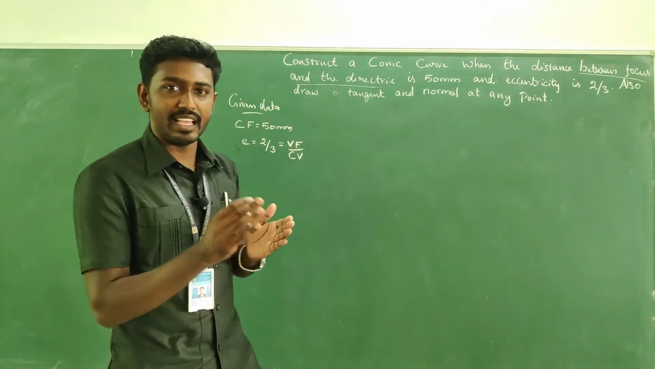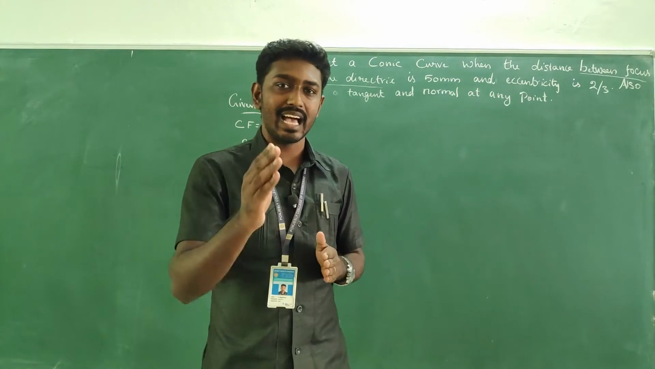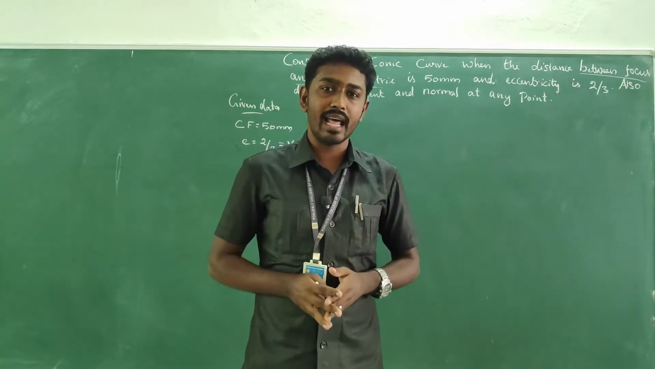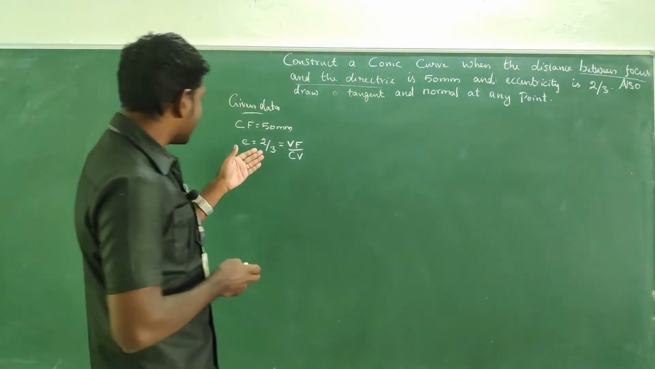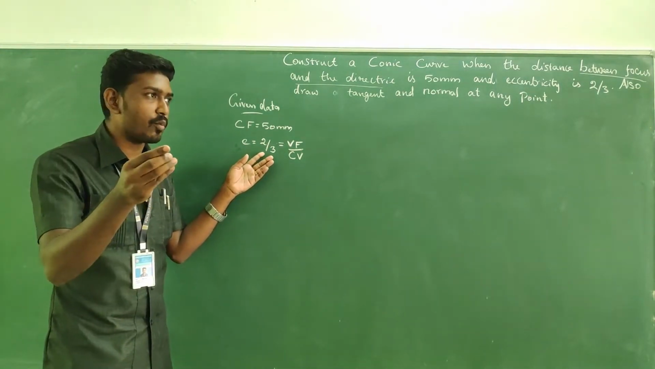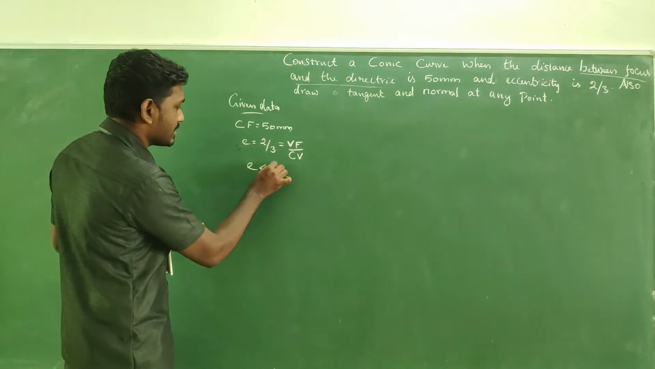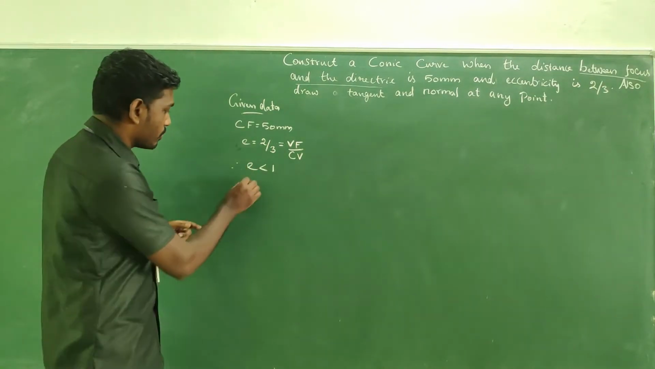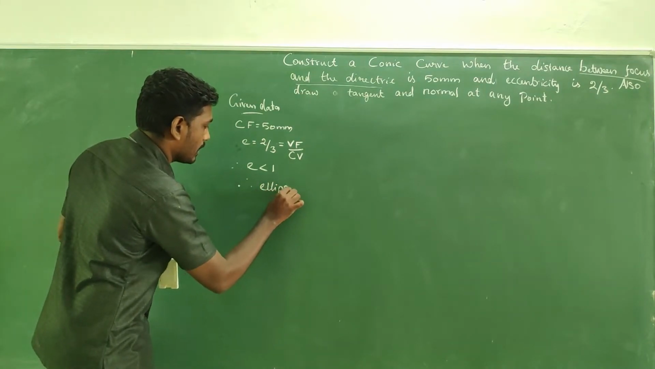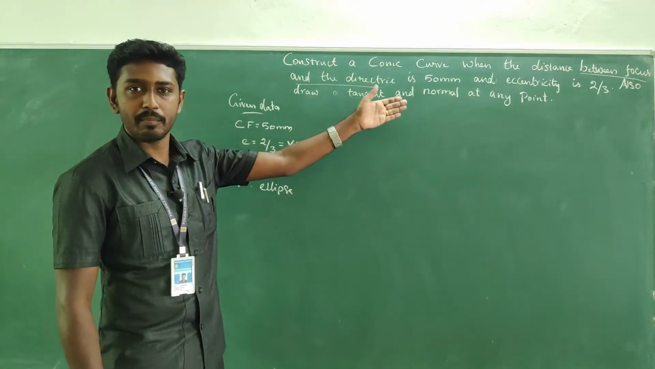Am I right? Yes. If the eccentricity value is greater than 1, it's a hyperbola. If it is less than 1, it's an ellipse. If it is equal to 1, it's a parabola, right? Here the eccentricity value is 2/3. If you divide it, you will get 0.66, so it is less than 1. Therefore, we can conclude it is an ellipse. So we are going to draw the profile of the ellipse now.